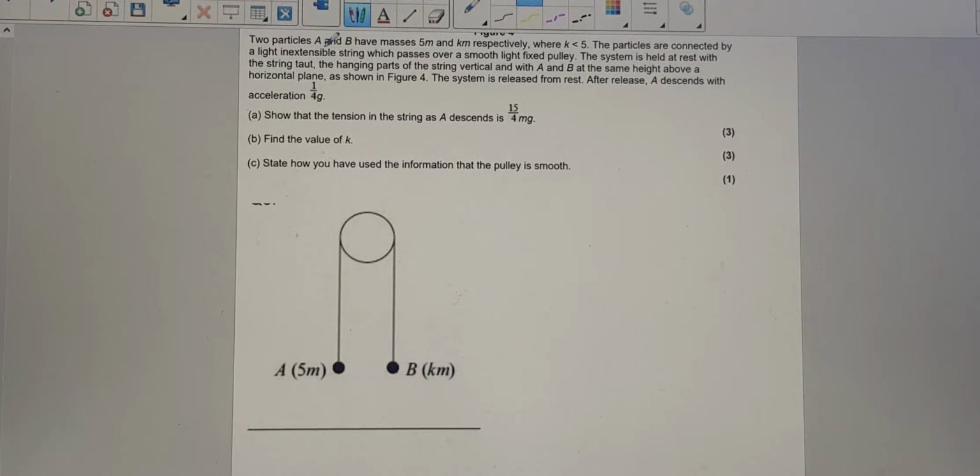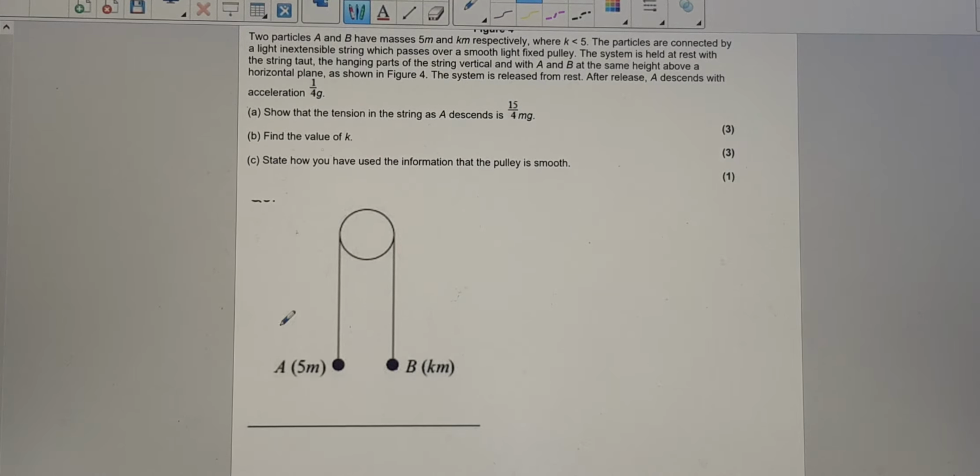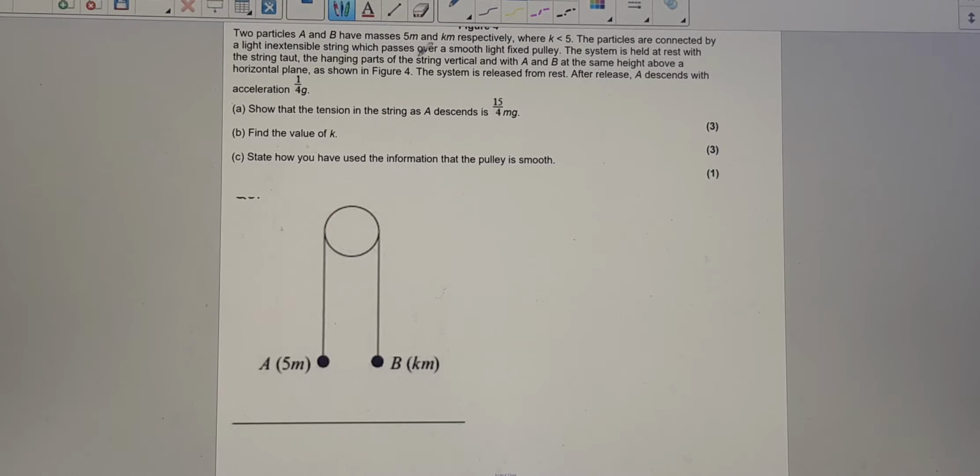Two particles A and B have masses of 5m and km respectively, where k is less than 5. If k is less than 5, then I imagine when this is released from rest, because that's normally what they do, this will go down, this will go up. The particles are connected by a light inextensible string which passes over a fixed pulley. The system is held at rest with the string taut. The hanging parts of the string are vertical with A and B at the same height. Okay, this bit's really important for part B, the same height.